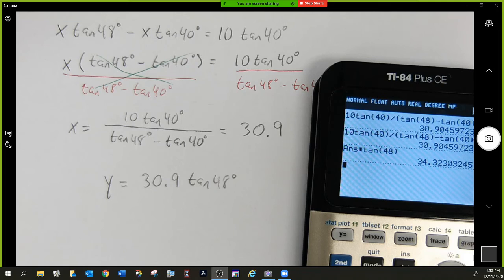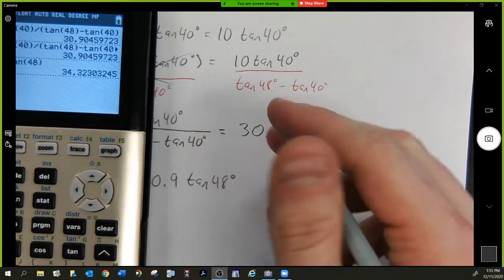So that penguin is about 34 point, does it tell me how to round? It does not. Let's call it 30.32 feet above the ground. You might have been able to do that with the tape measure.